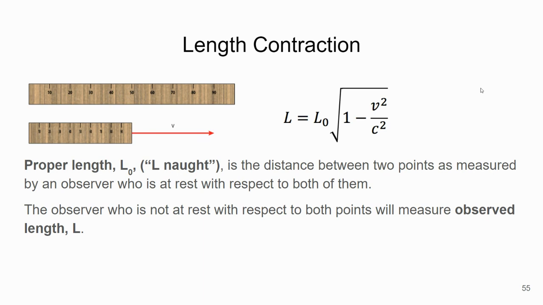So let me just read it off the slide. That'll probably say it more smoothly this way. Proper length, L naught, is the distance between 2 points as measured by an observer who is at rest with respect to both of them. So if you're at rest relative to the distance that's being measured, you will have proper length. If you are not at rest with respect to those points, or if those points are not at rest with respect to you, is the equally valid way of saying it, you will measure observed length.